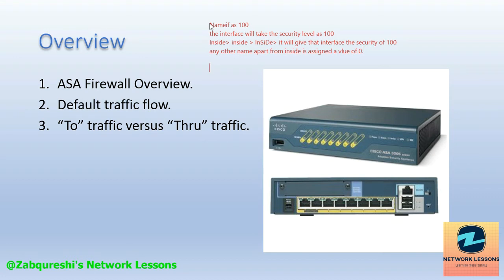Whenever you are going to configure a firewall, you have two additional parameters. The first one is the nameif, which is used to call the interface in other configurations, and then you have the security level, which will control the default traffic flow. So the most trusted interface will get the higher value, and the least trusted will get the least value.